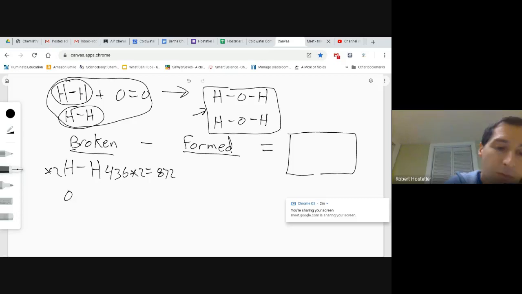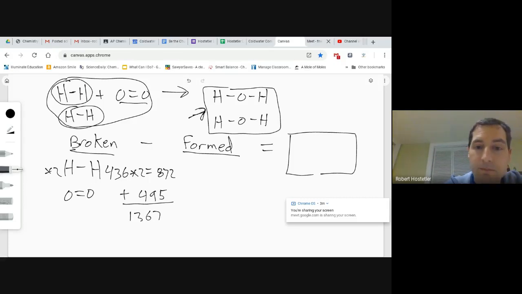Now, the other thing that we break is an OO double bond because we have one here and we don't have one on the other side. So we look up the energy for an OO double bond. Make sure you get the double one, not the single. And that's going to be 495. Now, because there's only one of those, that works. Now, those are all the bonds, so the sum of all the bonds that are broken is 1367. So let's look at the product side now.